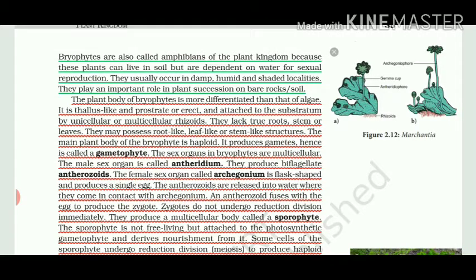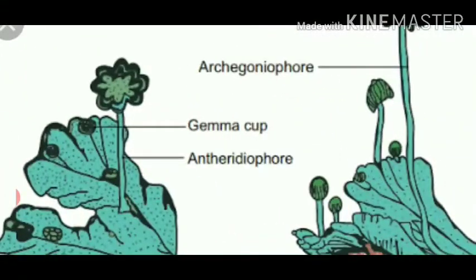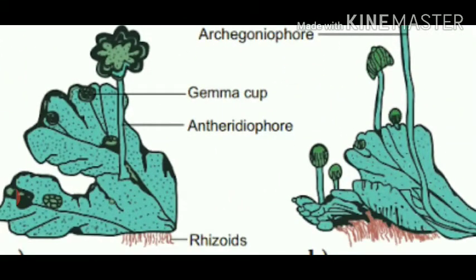So the different sex organs. What do you mean by sex organs? Those structures which can give rise to two different kinds of gametes. They are always multicellular. In male, that is called antheridium, right? As we have already talked about antheridiophore. In this diagram also, you can see one is male thallus and the second is female thallus.